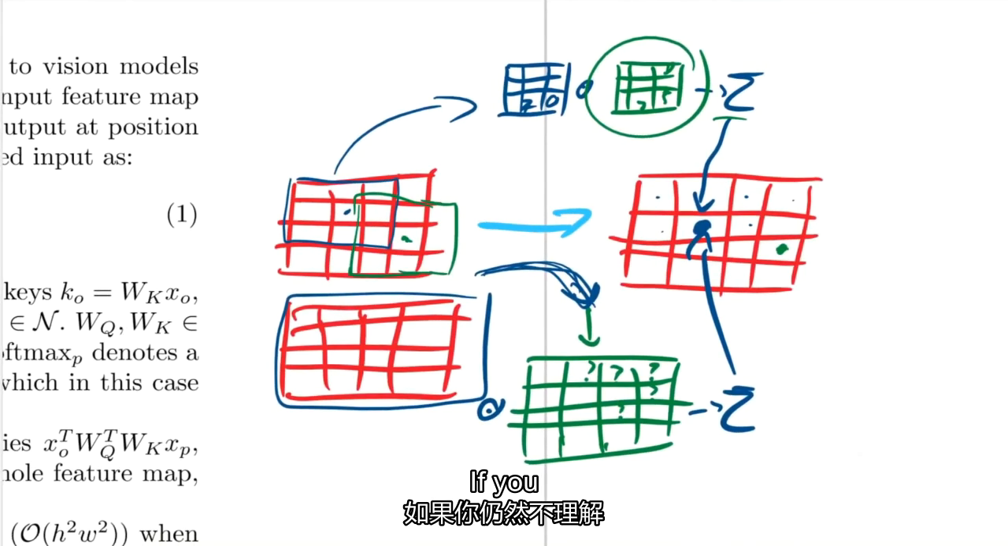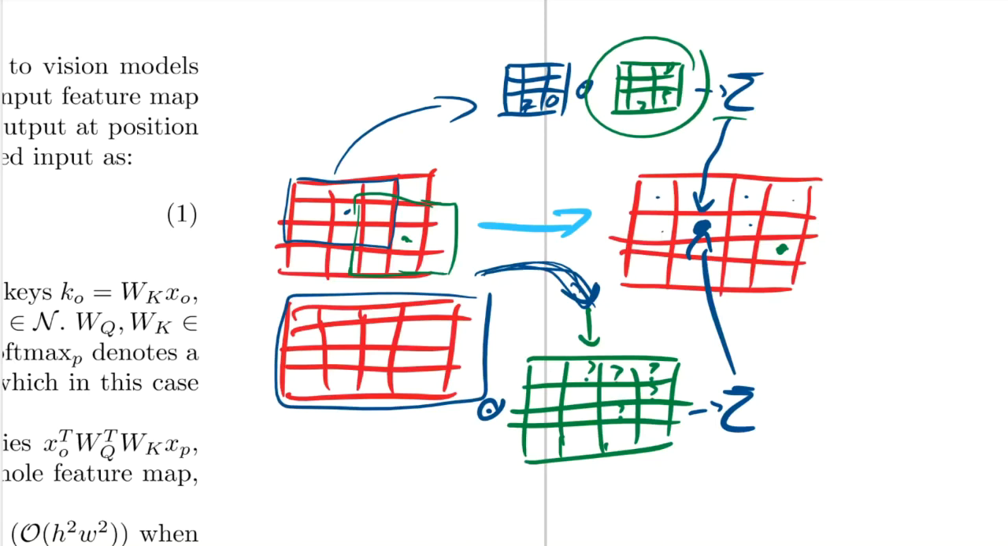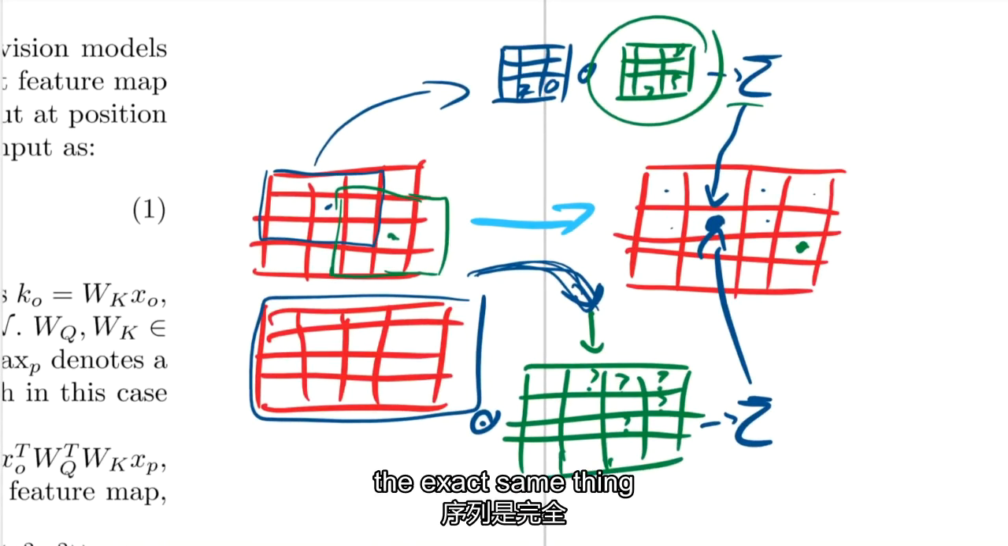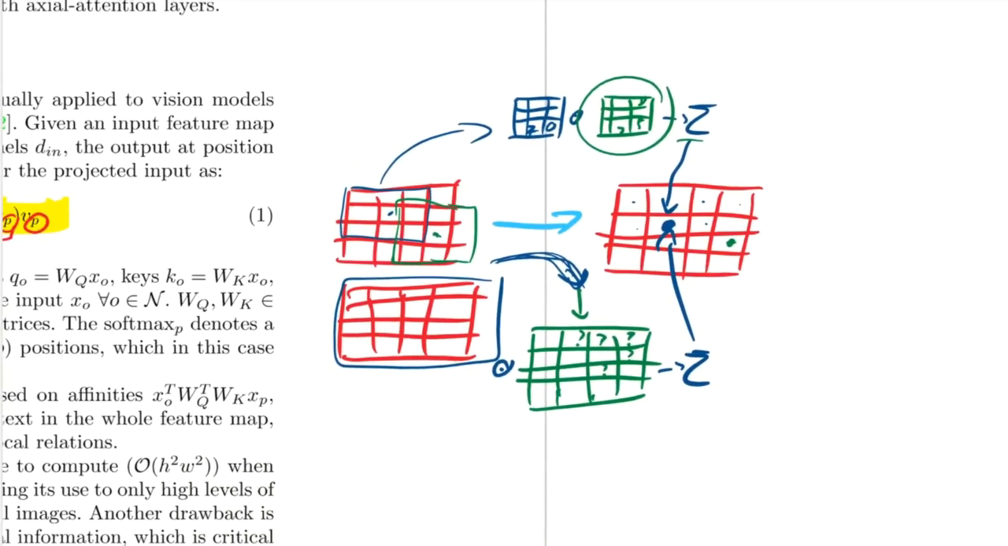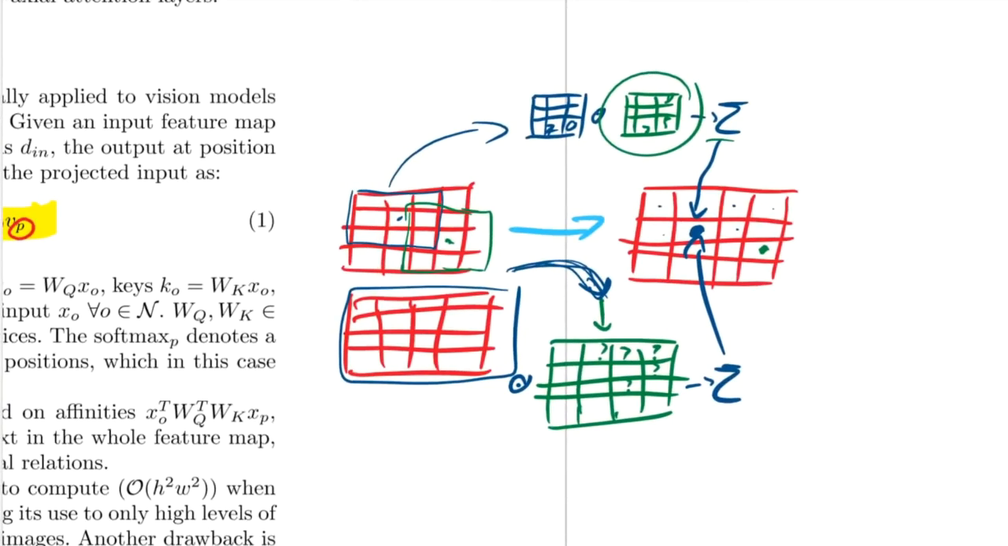If you still don't understand it, maybe watch a video on attention itself. I happen to have made one, but you can watch any one. When you understand that, you will understand the extension here to the image. It's the exact same thing as with the sequence, except the pixels are basically one long sequence in the image. So this would be a fully attentional model down here.